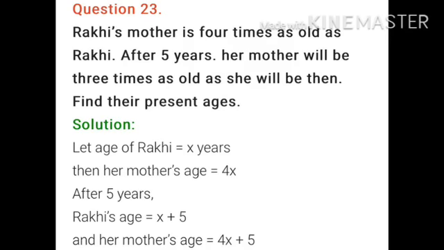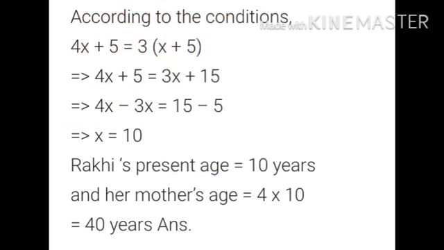Now the question number 23. This is an age problem. Rakhi's mother is 4 times as old as Rakhi. After 5 years, her mother will be 3 times as old as she will be then. Find their present ages. Let Rakhi's age be x years and then her mother's age is equal to 4x. After 5 years, Rakhi's age is equal to x plus 5 and her mother's age is equal to 4x plus 5. According to the question, her mother is 3 times as old after 5 years.